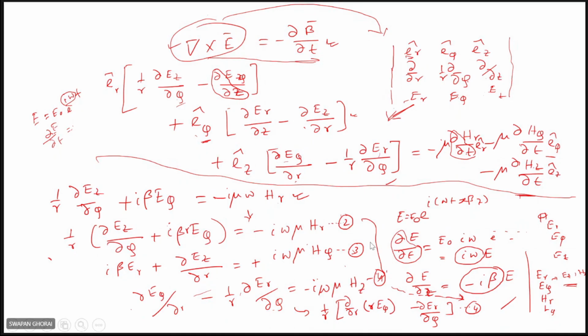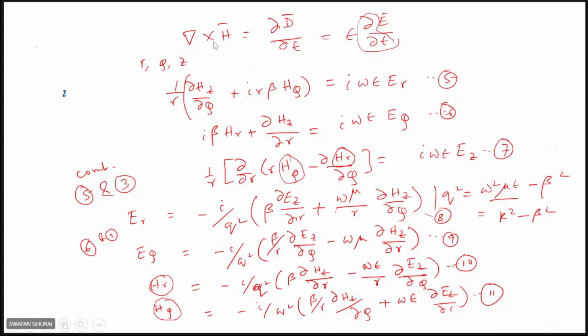And in exactly a similar way, if you consider the curl of the magnetic field, del cross H, that is del D by del t, where D equals epsilon E. So on the left hand side you will have three components, R, phi, z components, and here also you can have three components, R, phi, z components. So Er, E phi, Ez will be there if you write it.